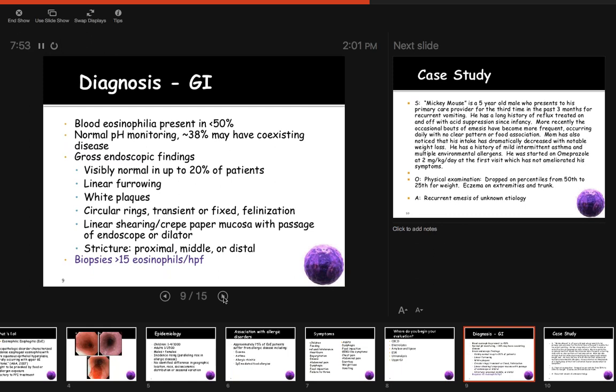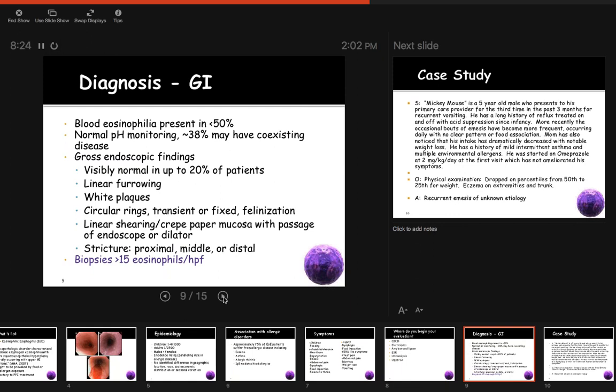On endoscopy, findings are oftentimes visibly normal, but then we also will quite possibly see some linear furrowing, some white plaques, circular rings, transient or fixed, or what we call felinization, and then, as mentioned earlier, the linear shearing or crepe paper mucosa, particularly with the passage of a dilator. And we will see sometimes stricture, whether proximal, middle, or distal.